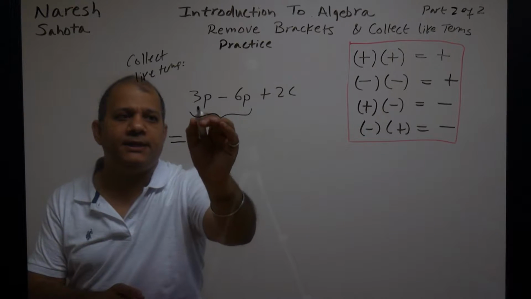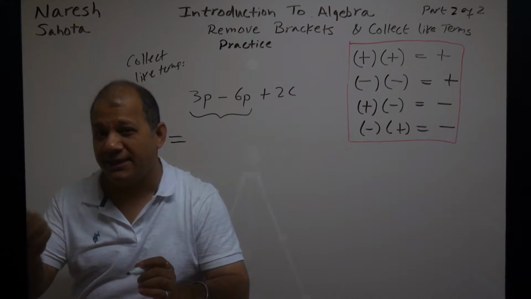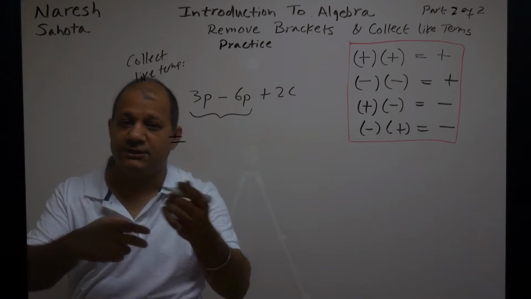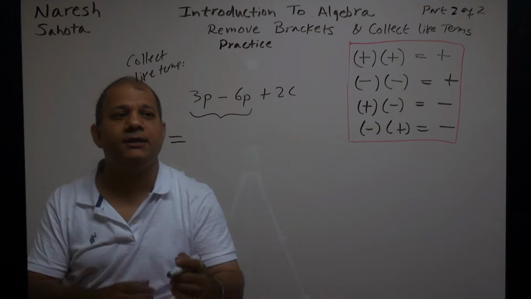Now, 3p take away 6p. So 3 take away 6, from 3 you take away 6 fingers, not enough fingers to take away.